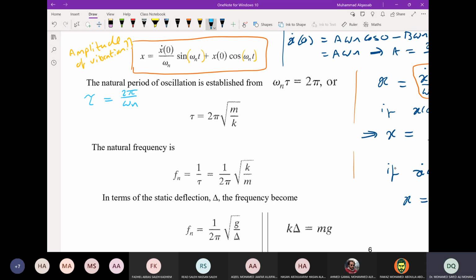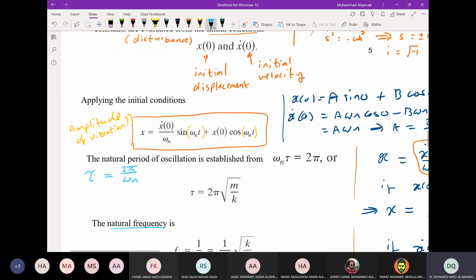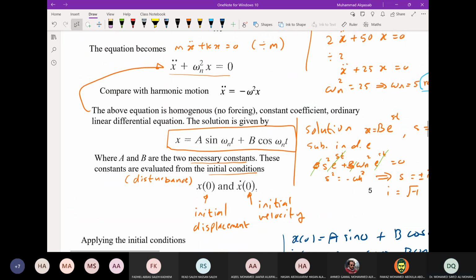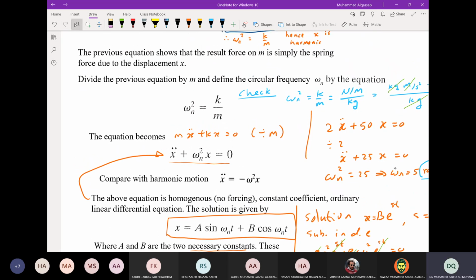And omega n is also called a frequency, but specifically it is called circular frequency. And f is the frequency, natural frequency. So here it is also called natural frequency. Omega n, we call circular natural frequency.